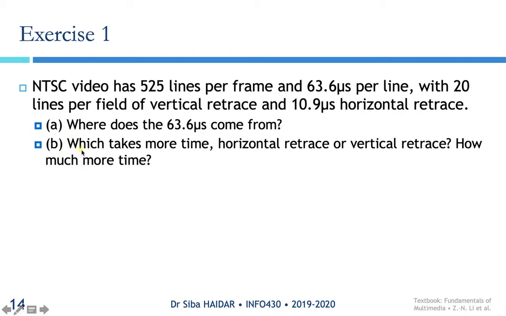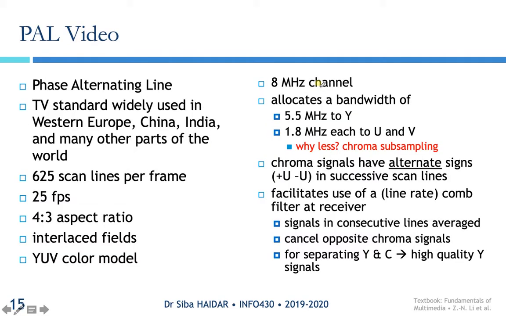Question number B, which takes more time, the horizontal retrace or the vertical retrace? We said that one line takes 63.6 microseconds, and the horizontal retrace, they already gave us, takes 10.9 microseconds, and then we said the vertical retrace has a duration of 20 lines per field. So the vertical retrace is going to take 20 times 63.6 microseconds, and is of course greater than 10.9 microseconds.